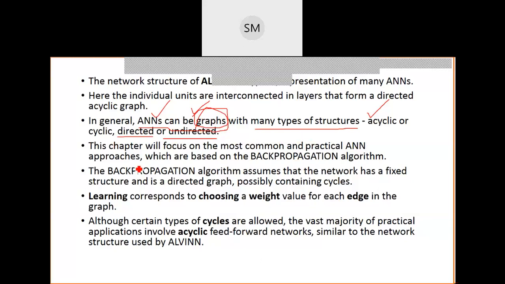Now onwards we are going to learn. Learning is nothing but choosing the weight values. Just now I have shown you the weight values. Those weight values we have to find out or determine for each and every edge in our graph. Every edge contains some weight, and those weights we have to determine. That is the main task here. That is learning.